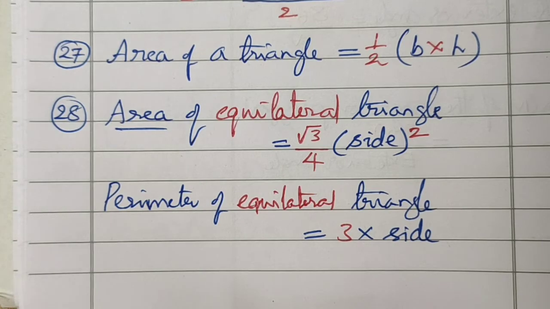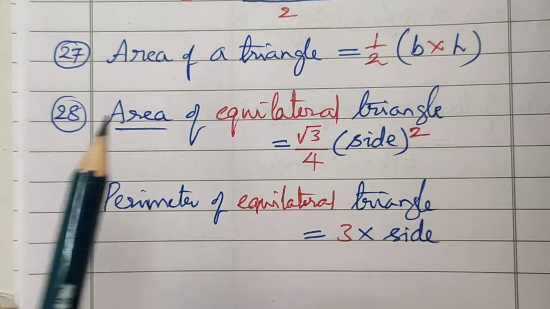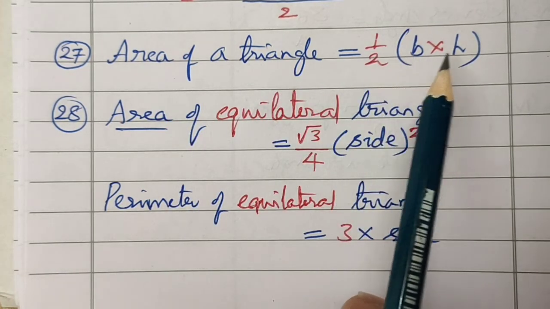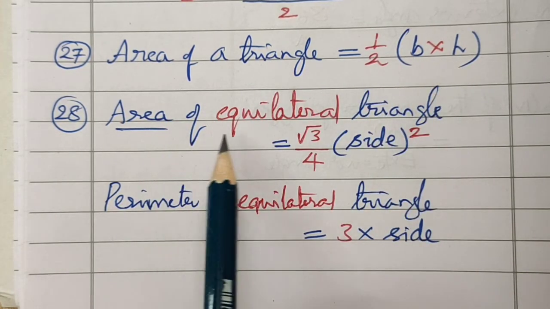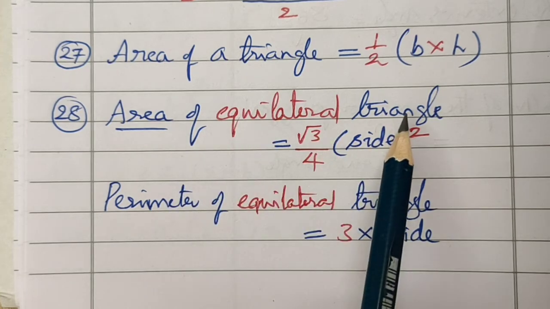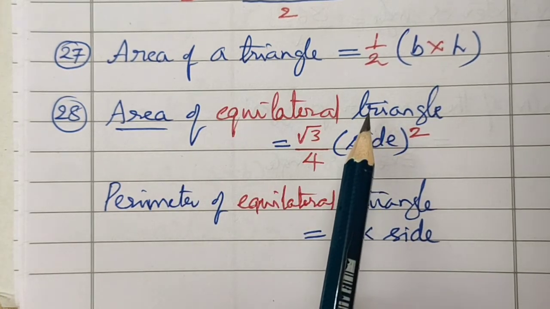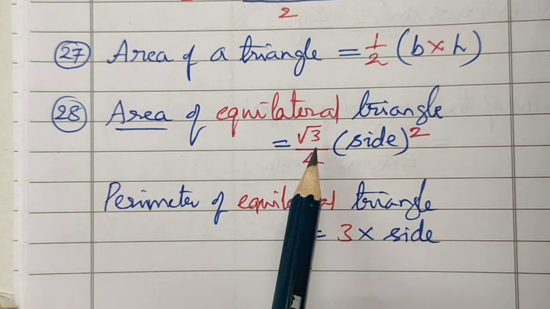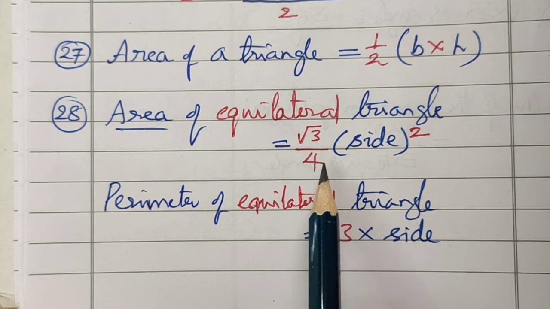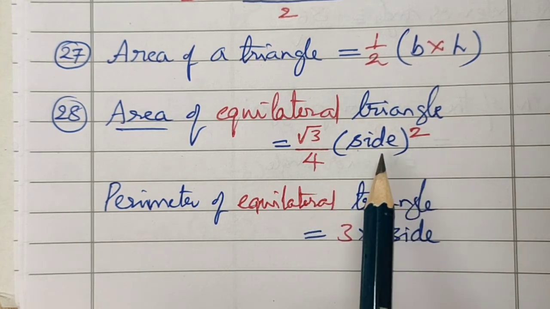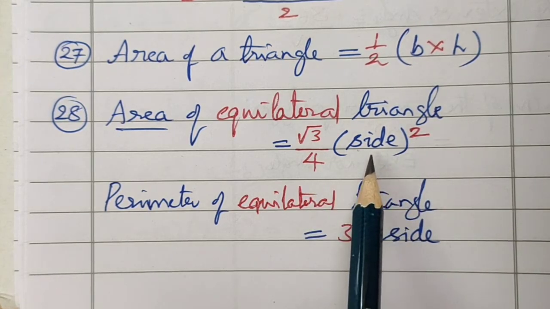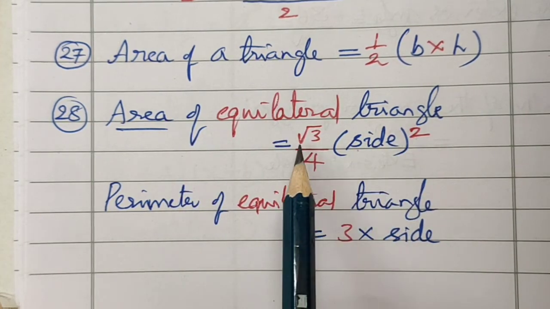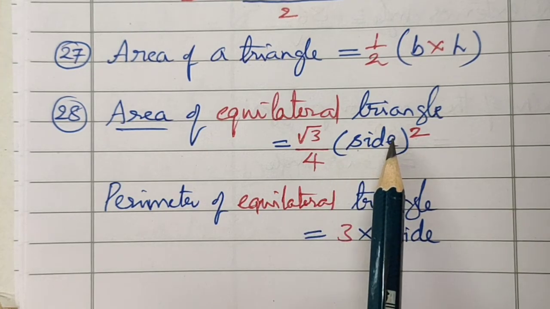When you have the base and altitude or height of a triangle, you can find the area of a triangle using the formula: area of a triangle is equal to half into base into altitude. Area of an equilateral triangle, when all the sides are equal, is equal to root 3 by 4 into side square. If the side is equal to A, then the area of an equilateral triangle of side A is equal to root 3 by 4 into A square.